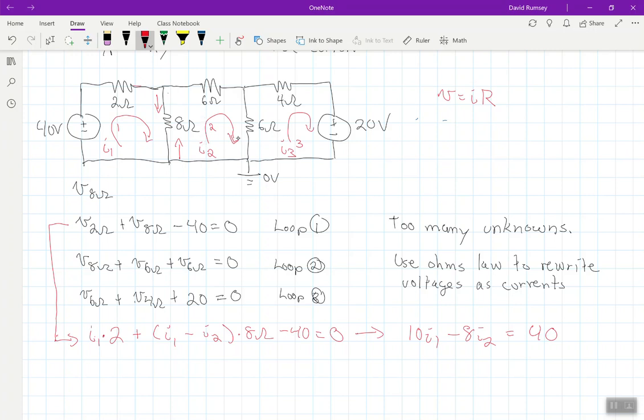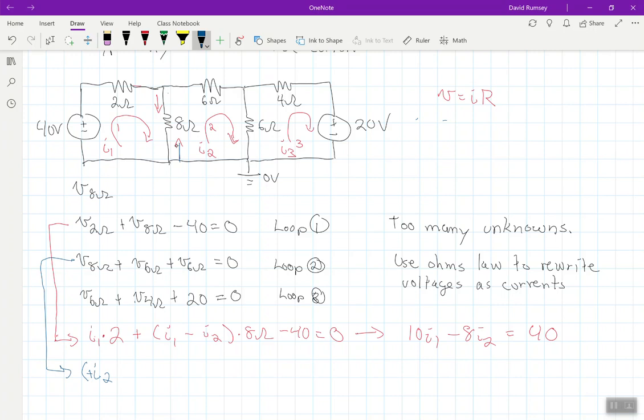The next loop would be I2, and I'll go ahead and do this one in blue. So we're going to go down and move it here. Now you can start anywhere in the loop. We have it as the 8 ohm. Now remember, whatever loop you're in is always the positive direction. So I'm in loop 2, so I2 is positive. I'm looking at the 8 ohm resistor again right now, so it's positive I2.